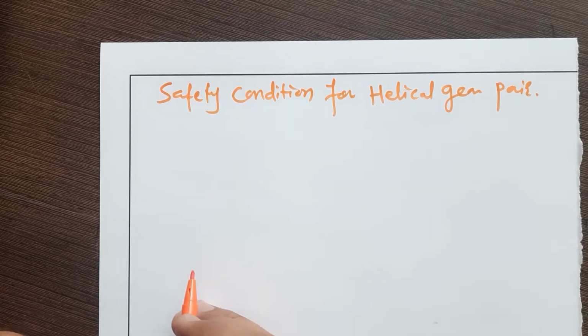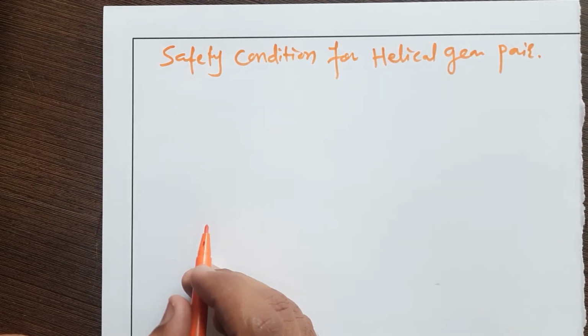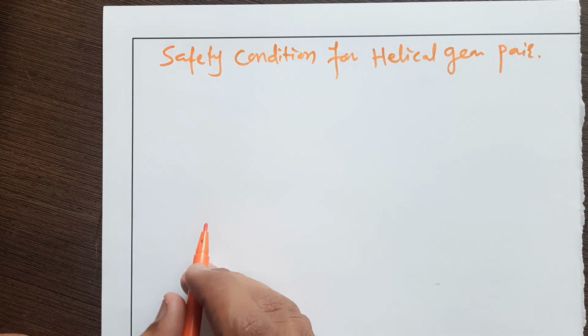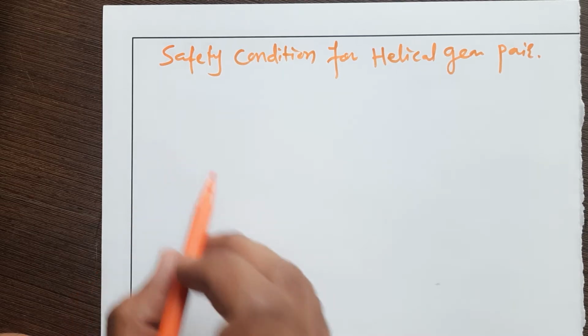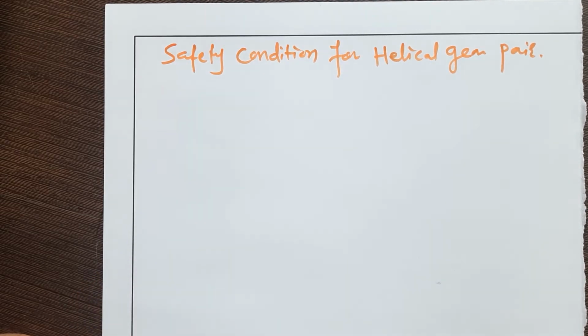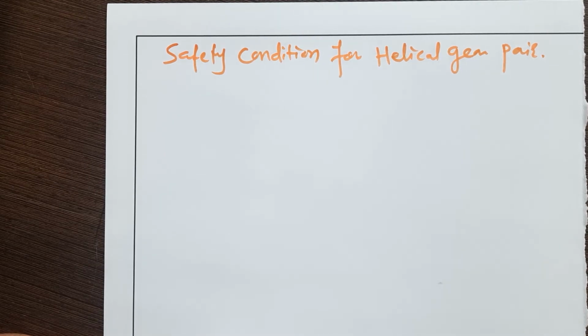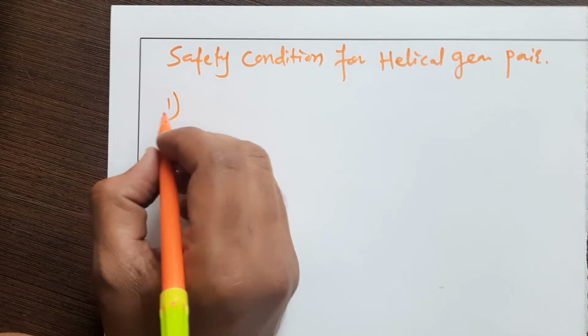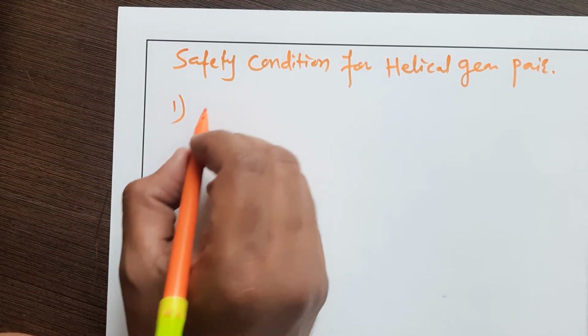Now we'll see safety conditions of helical gear pair. If your design is based on bending beam strength, then you have to ensure that your beam strength should be greater than or equal to factor of safety into P effective. So the first safety condition is safety against bending failure.